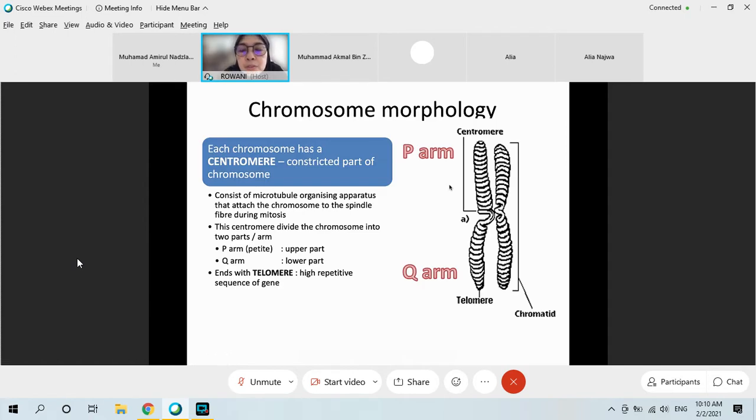If you look at your chromosome morphology, you have your P arms and your Q arms. Your P arms and Q arms are joined in the center by a constriction known as the centromere. At the terminal end of your P arms and Q arms is an area called the telomere, and this telomere contains highly repetitive sequences of genes.